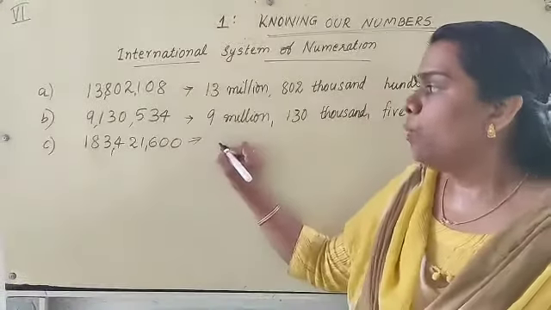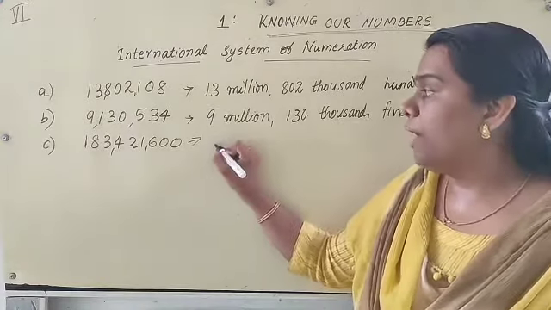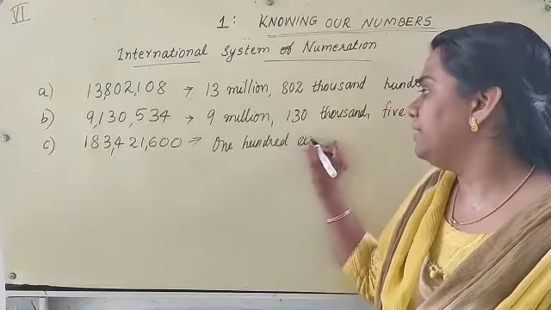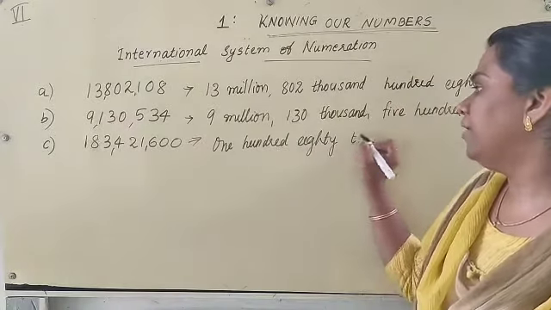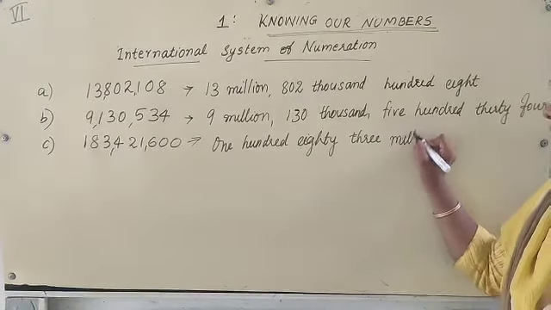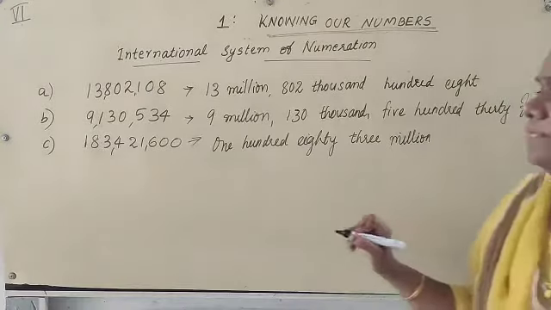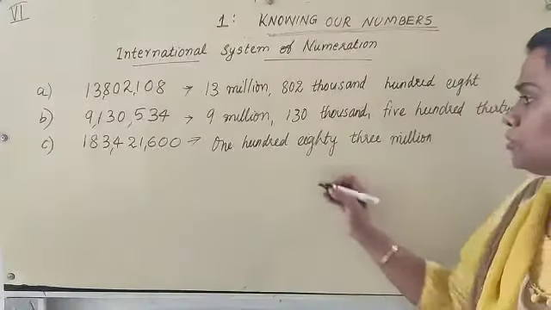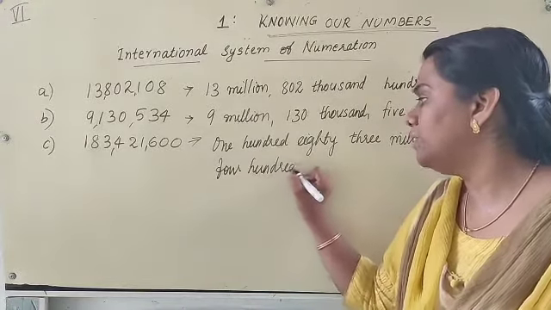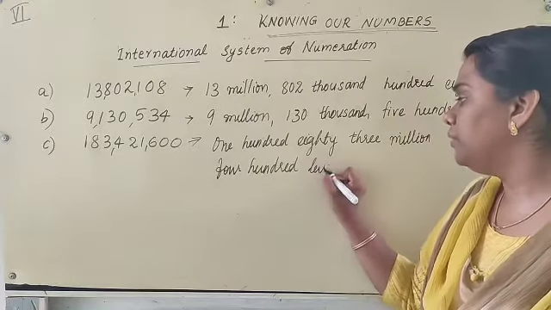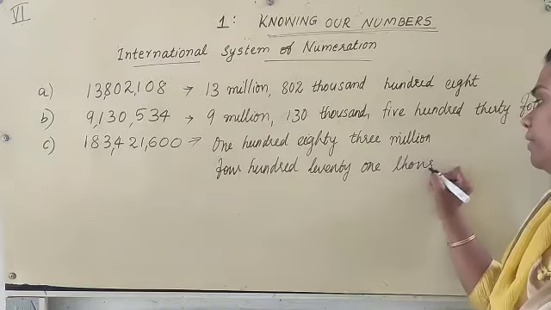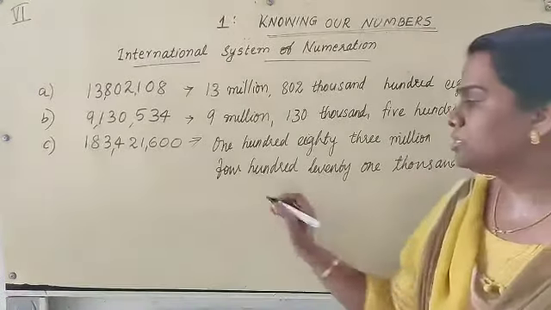And here it is 183 million. 183 million. Then 421,000. You have to write all this like this. 421,000. Last 600.